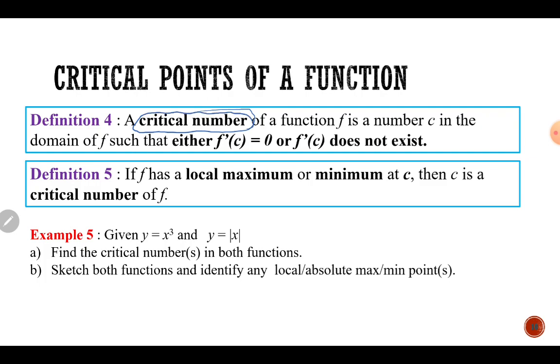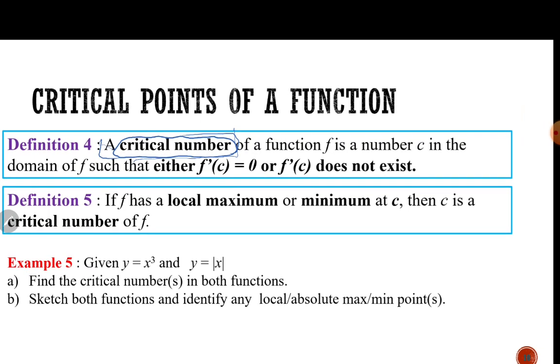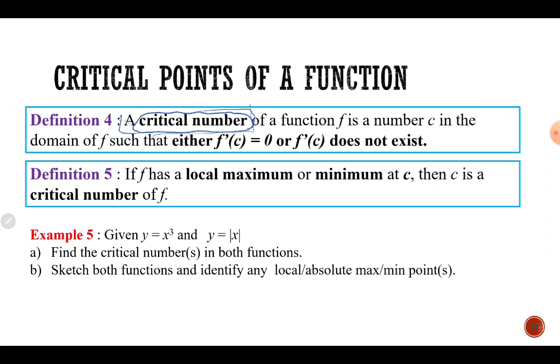So next, what you need to understand now is how to find the critical number. Okay, by definition 4 here, it says a critical number of a function f is a number c in the domain that makes the function f prime c equal to zero or f prime c does not exist. So in other words, either f prime c equals 0 or f prime c does not exist.